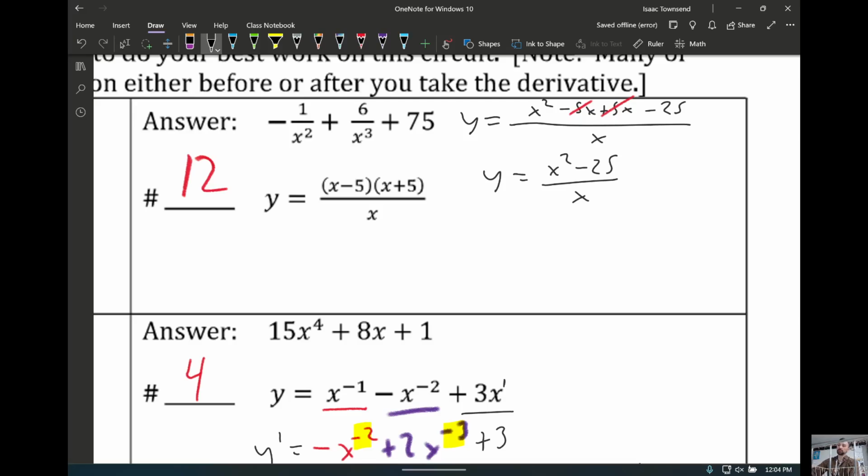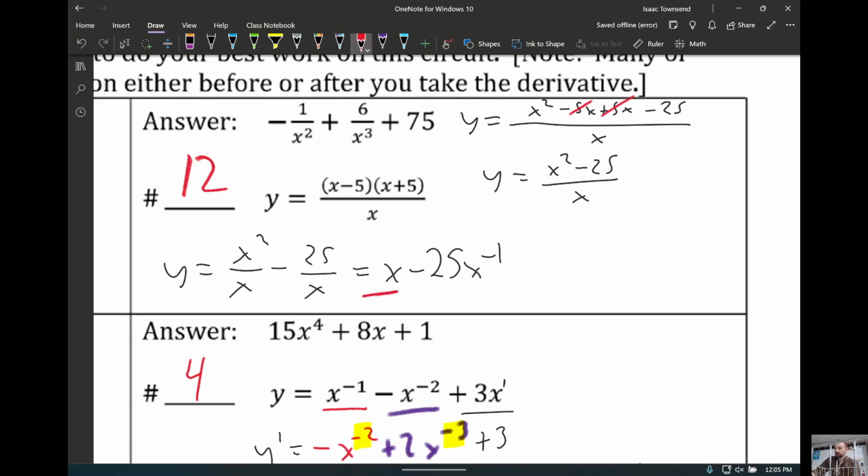And what I would do is just split this fraction apart. I would put x squared over x minus 25 over x. And then you can simplify this one to just be x. This one you can rewrite. You can pull it up and make it x to the negative 1.